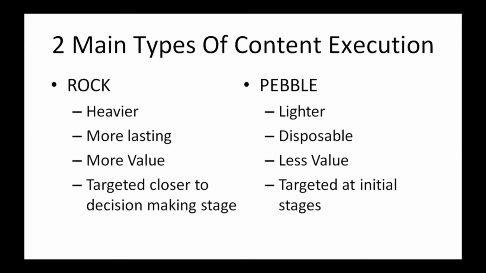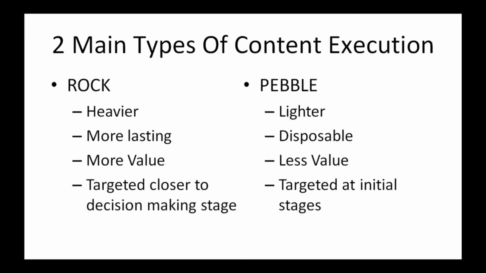Imagine a huge rock and small pebbles. These are metaphors of content. The first type, rock, is heavier, more lasting, provides more value, and targeted closer to decision-making stage. What I mean is the content it provides is more to the core and provides tremendous value to those who come across it. At the same time, this amount of content provided is a lot and detailed. Those who are close to decision-making would pay more attention to this type of content execution.